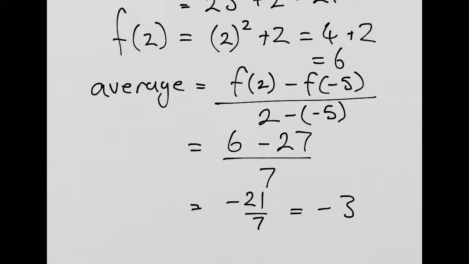What this means is that when we're looking at our function, which is roughly given by this, and we look at our 2 points, the average slope between those 2 points is negative 3.